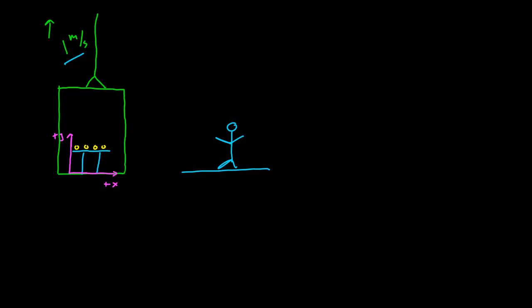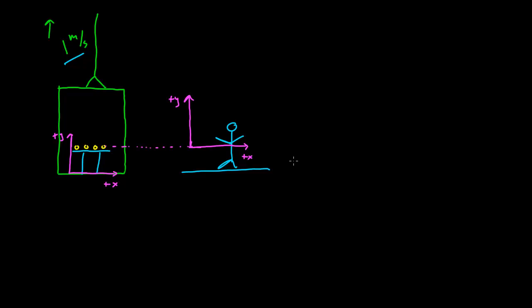So the person on the ground is going to establish their own coordinate system. They're going to call the 0 of their y-axis exactly the height of the ball at t equal to 0. That's the 0 of the y-axis.